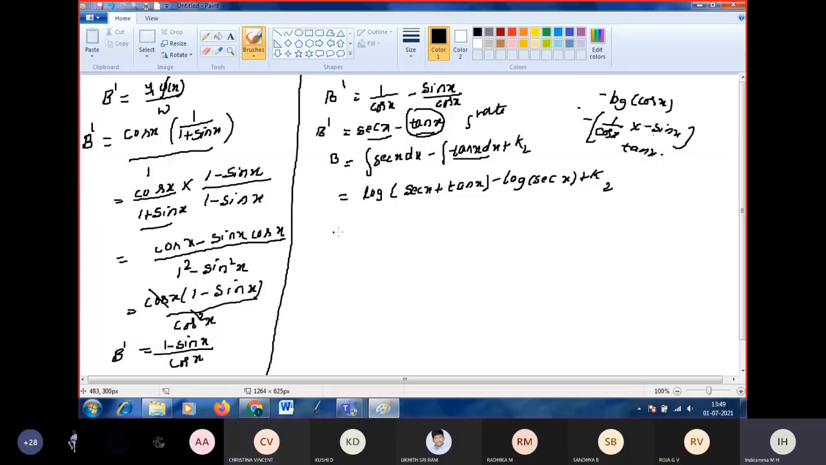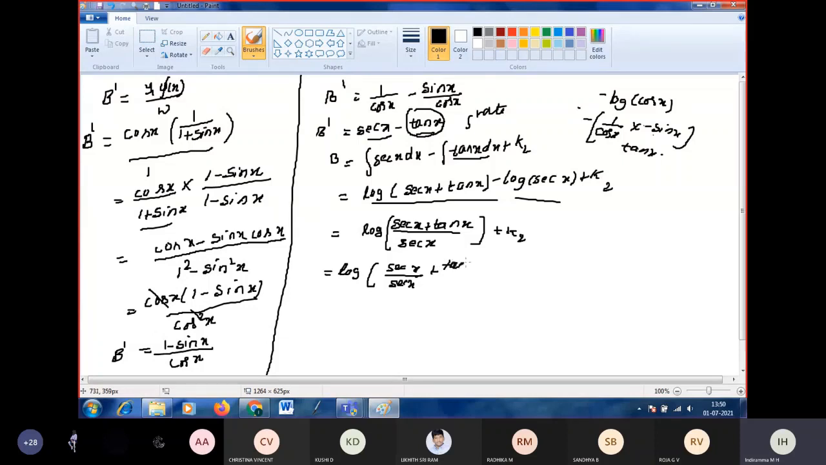Okay. Next, it is like log m minus log n. What is log m minus log n? Log m by n. Just I am simplifying this by using the logarithmic property. Log m by n plus k2. Now split the numerator inside the logarithm. Log of secant x by secant x plus tan x by secant x.